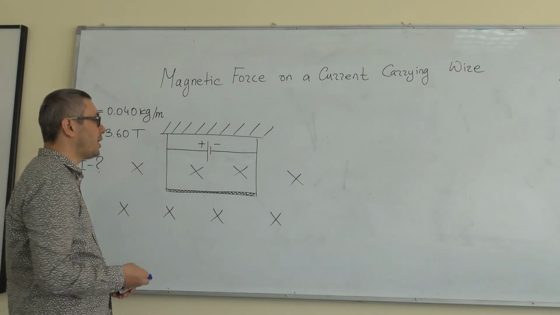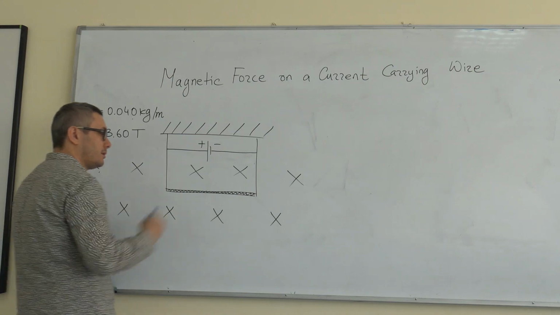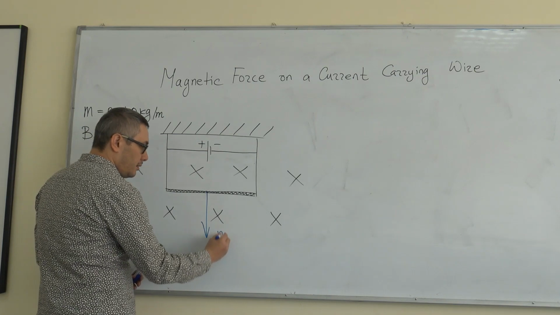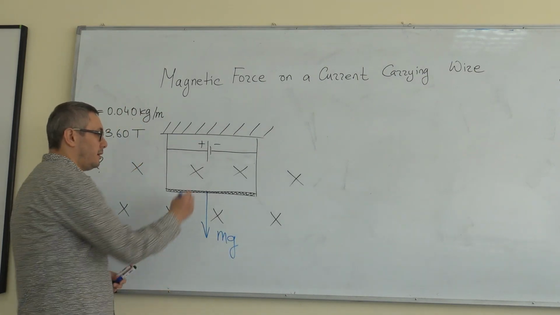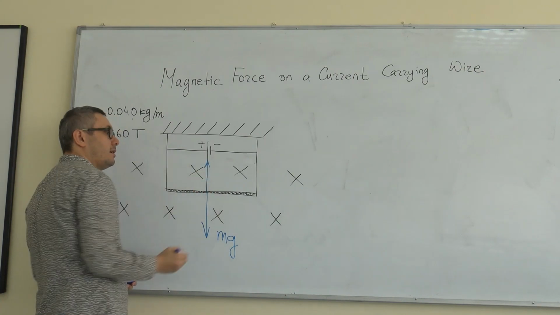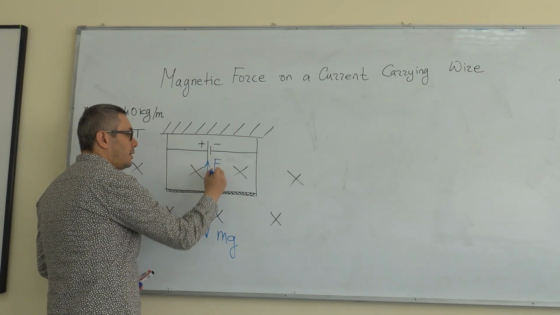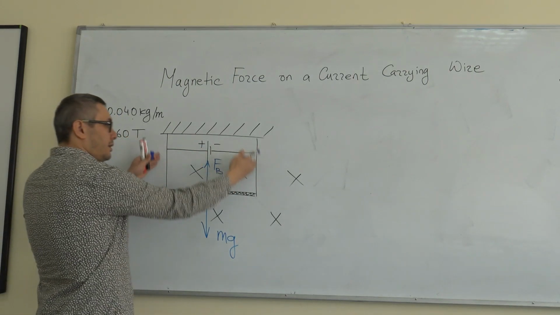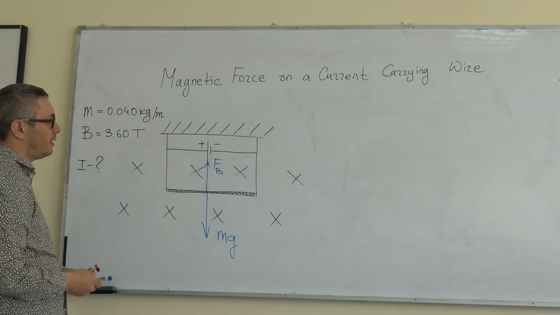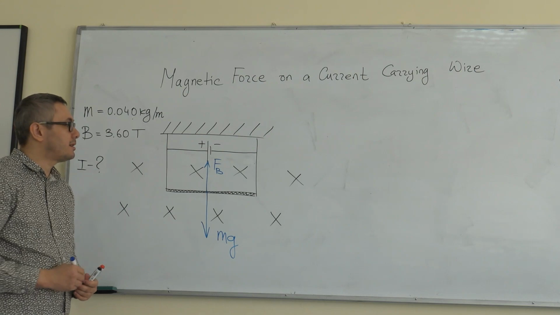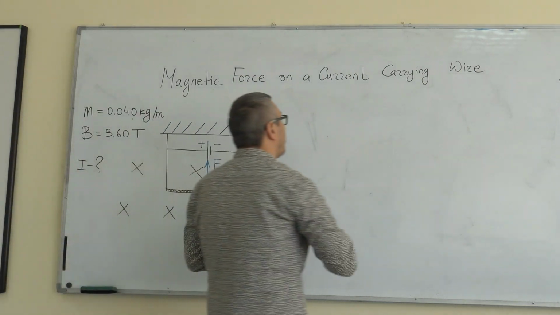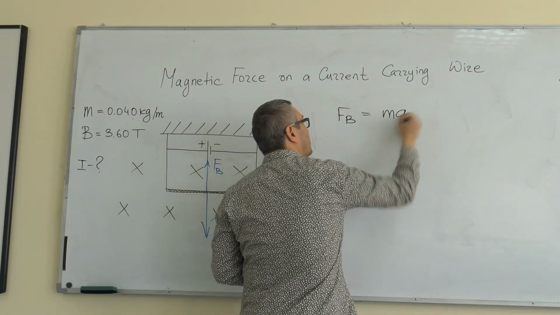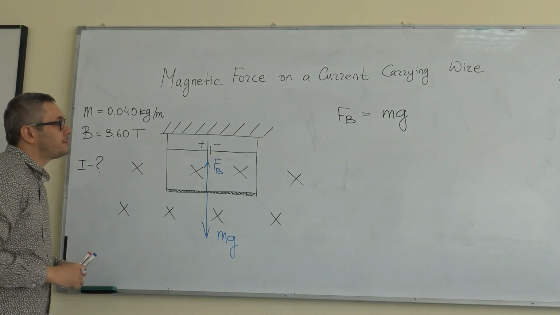This will happen when the gravity force, which is the weight of that cable, is balanced by another force, which in this case has to be the magnetic force, F magnetic. So when these two forces balance each other, there will be no tension in the supporting cables. Well, this means that the first expression we can say is that the magnitude of Fb, the magnetic force acting on the wire, has to be balanced by the weight of the cable.